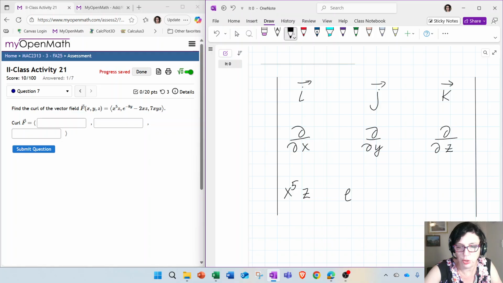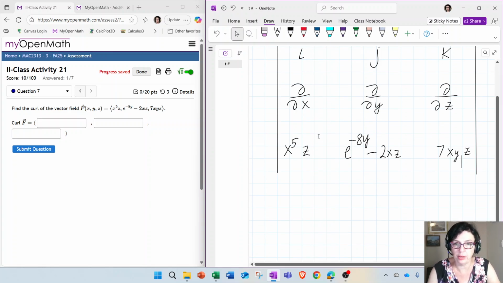And remember that you need to show me work. So this whole thing is not optional. You cannot just give me a final answer without showing me detailed work. And this is part of the work. Okay, so this is the last row. Now we're going to go ahead and compute the curl.